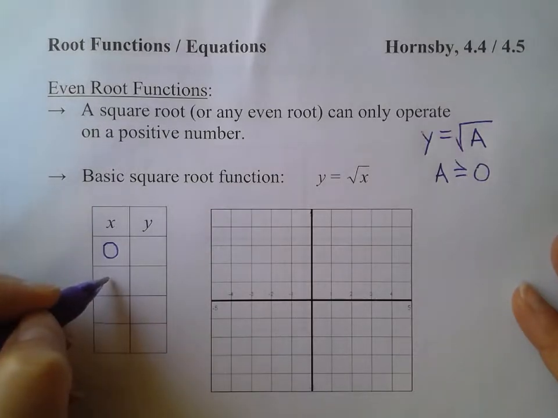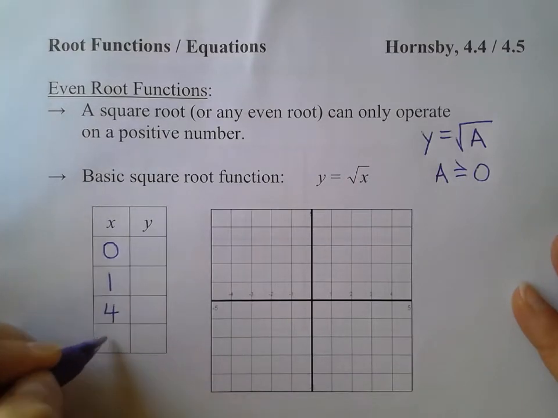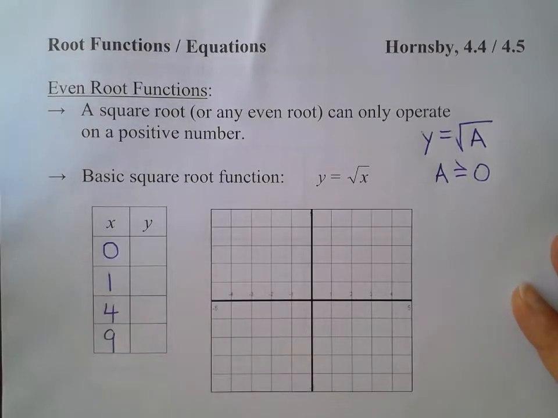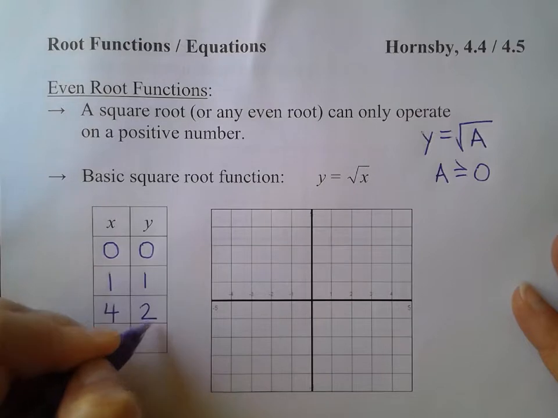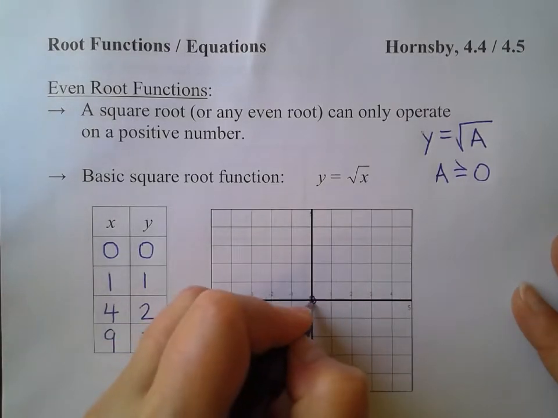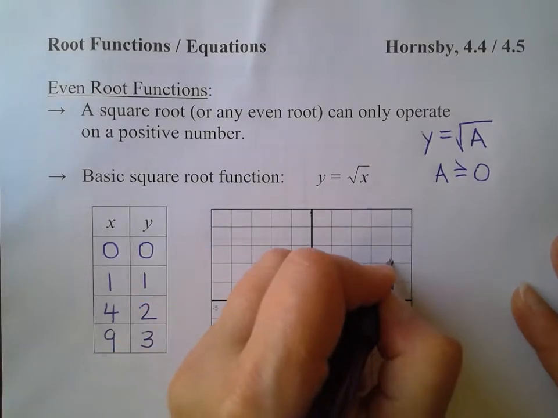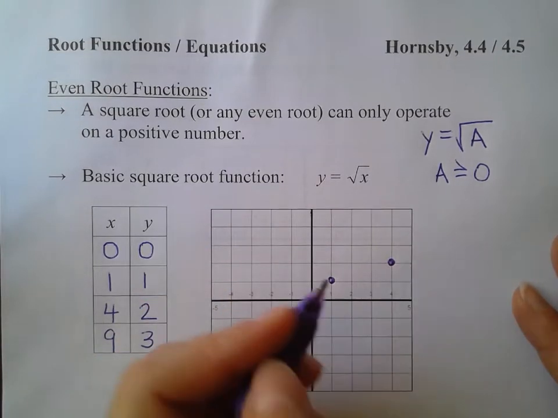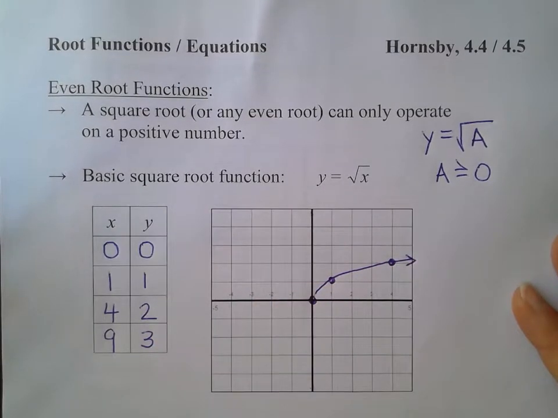It's going to be convenient and something I can do maybe in my head if I choose perfect squares like 1, 4, and 9. So I take the square root of those, I get 0, 1, 2, and 3 because I use those perfect squares. And so the shape sort of looks like half a parabola on its side. Just a half.